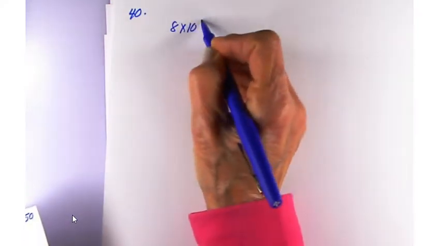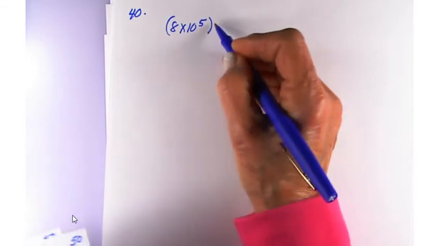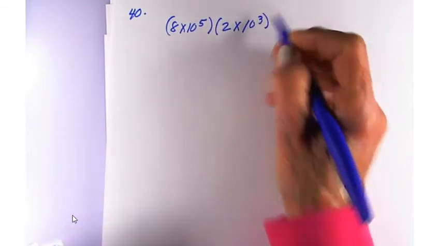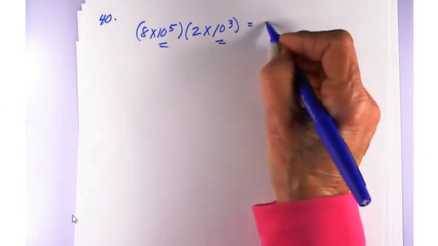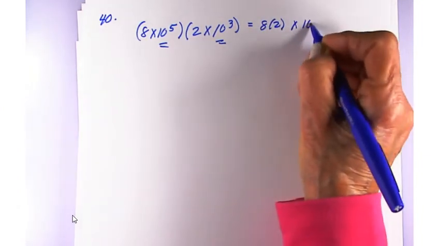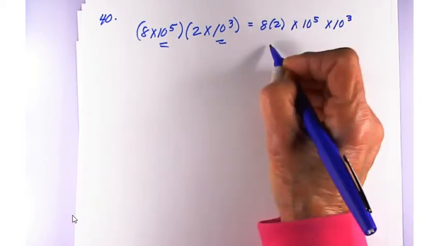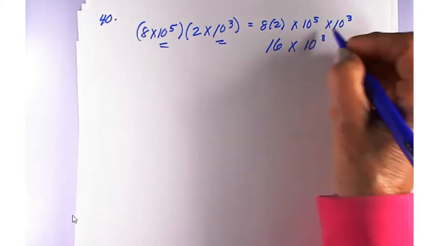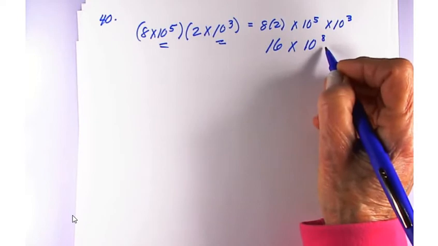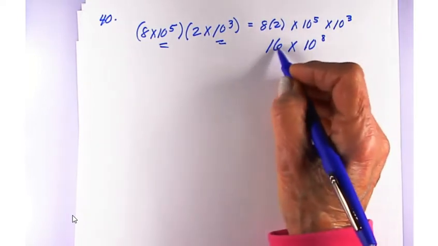And let's look at 40. On 40, I have 8 times 10 to the 5, and I'm going to multiply that by 2 times 10 cubed. Now, once again, the reason we can do that is because my bases are alike. So I have 8 times 2 times 10 to the 5 times 10 cubed. 16 times 10 to the 8th. Okay? So that's not scientific notation. This 16 is not between 1 and 10.